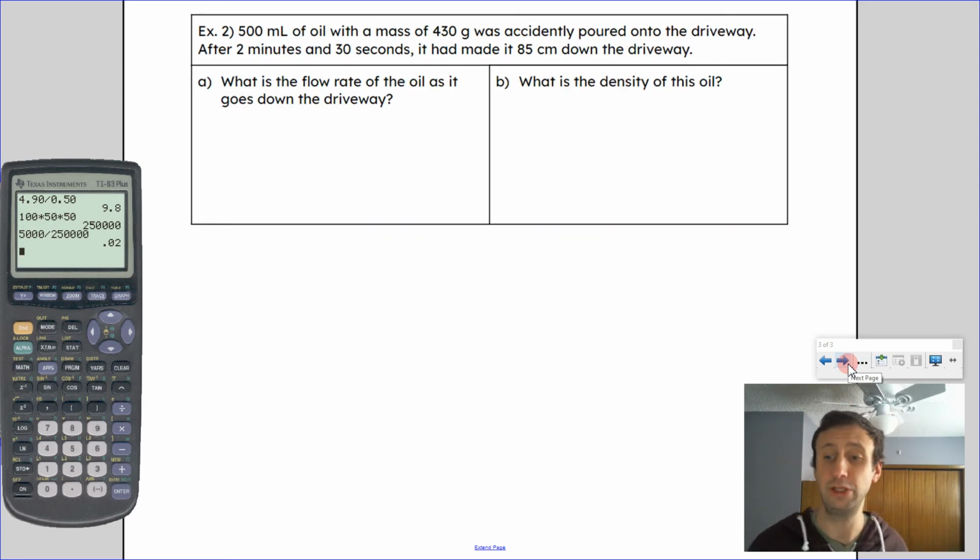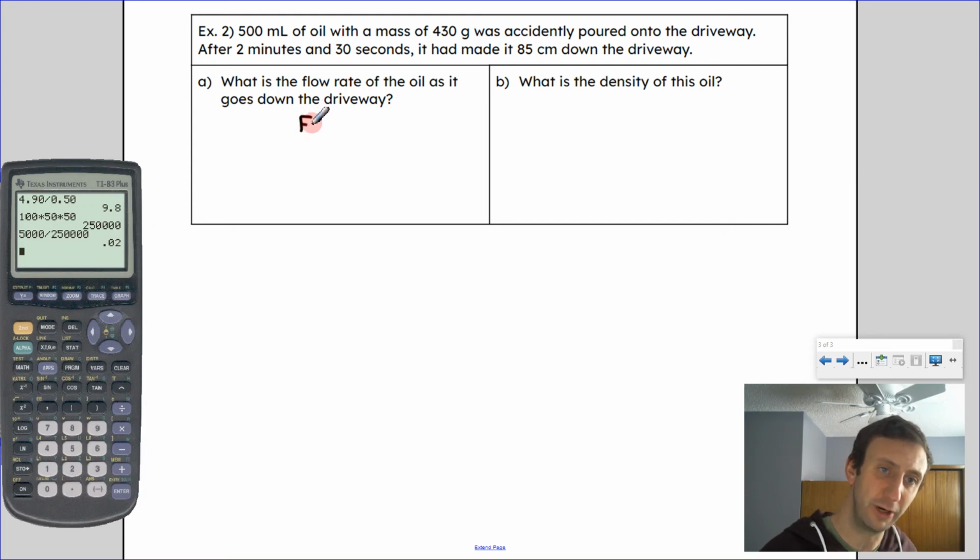And again, really good for you to copy this down onto your worksheet so you've got it. 500 mils of oil with a mass of 430 grams was accidentally poured onto the driveway. After 2 minutes and 30 seconds, it had made it 85 centimeters down the driveway. Oh no! So what is the flow rate of the oil as it goes down the driveway?